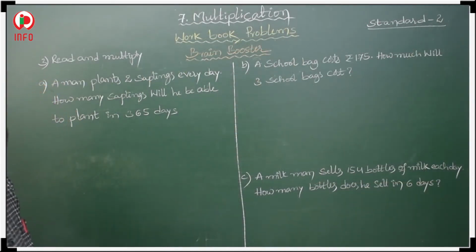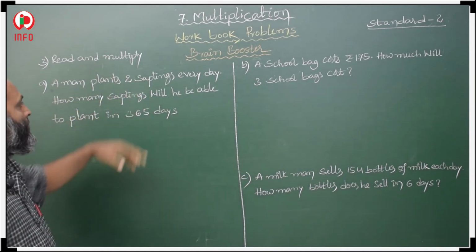Now, read and multiply. Here see what problems are given. See, first question, a man plants 2 saplings every day.